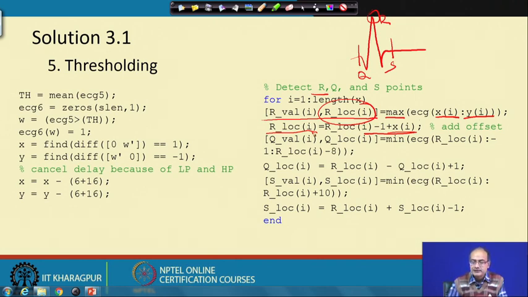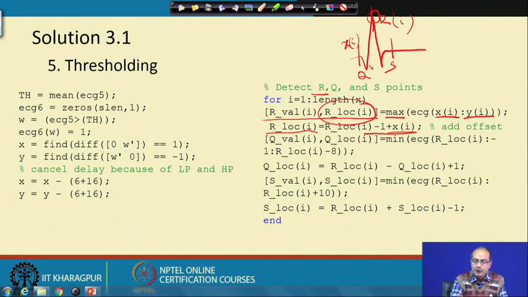The next task is to find out the Q. What we know is that Q is before R, and we have already found the location of that. Here is xI, and we can say this is rI. Okay. It is within these two.